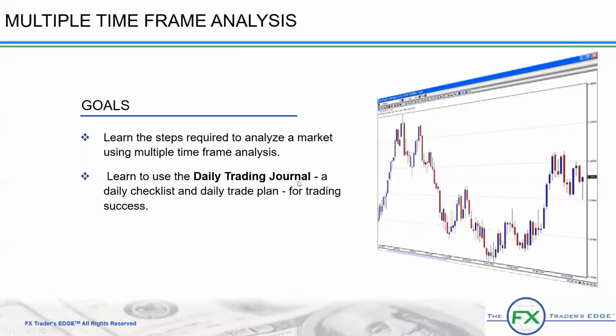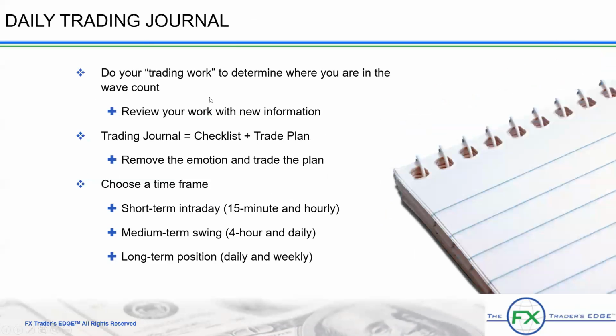So the daily trading journal, if we were to do something like this, would consist of the trade plans for each of these trade setups, wouldn't it? Do your trading work to determine where you are in the wave count. Review your work with new information. And your trading work is your analysis. The trading journal, if you want to keep something either written or online, is your checklist and your trade plan. Your checklist enables you to check off your checklist.